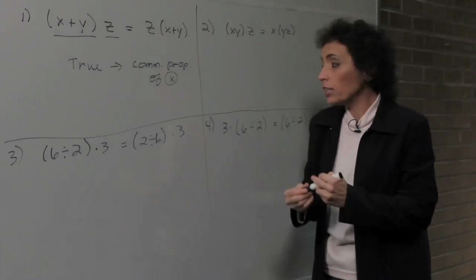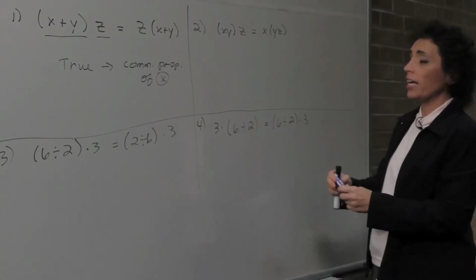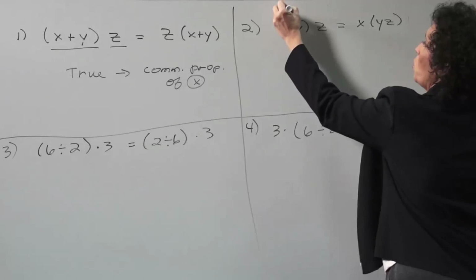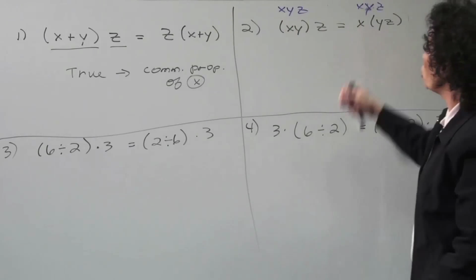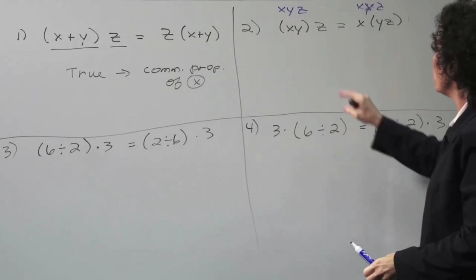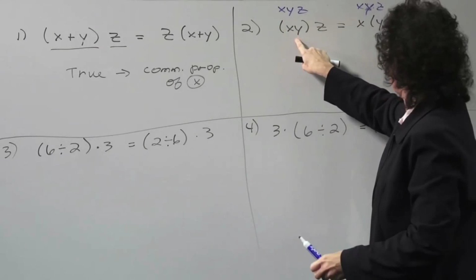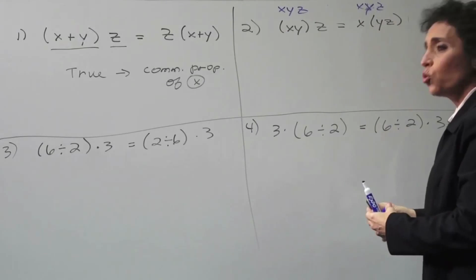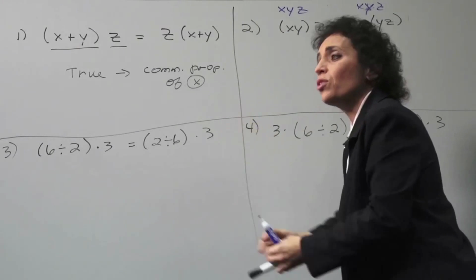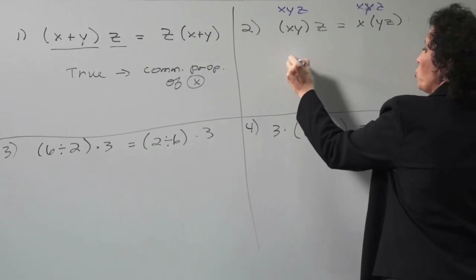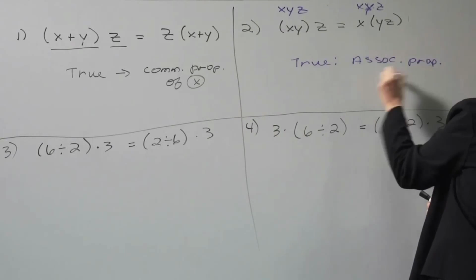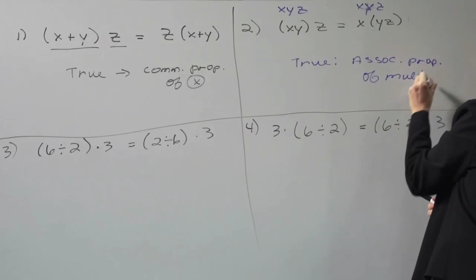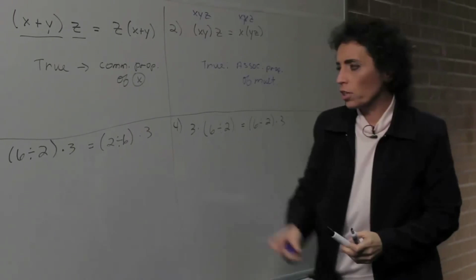Okay, let's see how you did. Let's look at this one. Let's look at the y and the z and the x and the y. Notice that this is in the order x, y, z, and this is in the order x, y, z. So we did not at all change the order. So it's not commutative property. Is it associative? Well, here the x is playing with the y, and here the y is playing with the z. So the grouping changed, so that is the associative property. So this is also true, and it's associative property of multiplication.